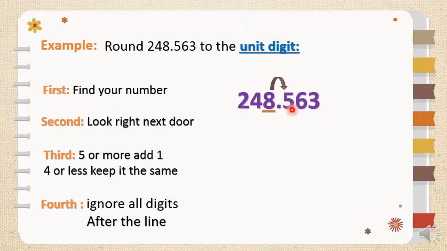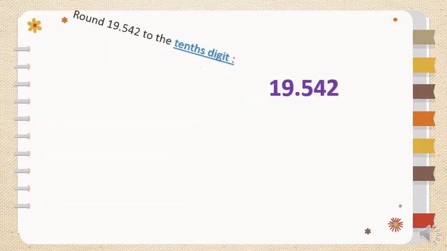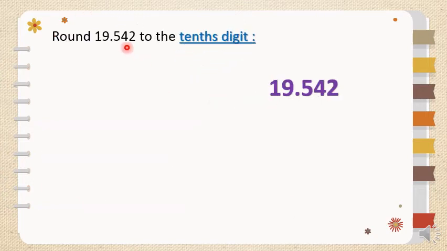So our number will be 249. So after rounding this number, we ignore all the digits to the right of it. Let's make another example. Round this number to the 10th digit.